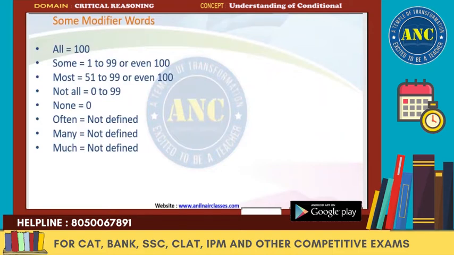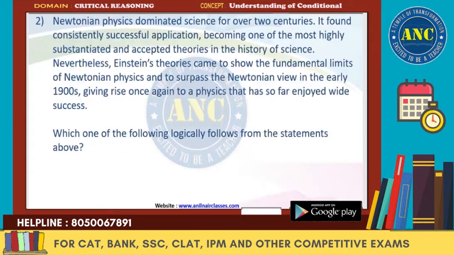Let us look at some modifier words. All is 100. Where it says some, 1 to 99, it could also mean or even 100. Most means 51 to 99 or even 100. Not all, none. Often, many, much means not defined.